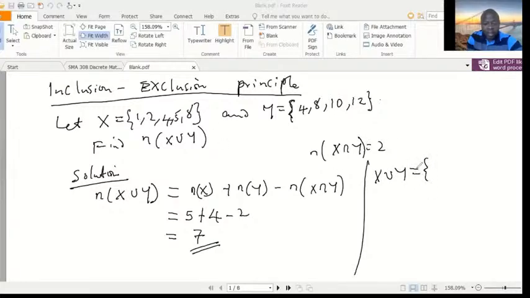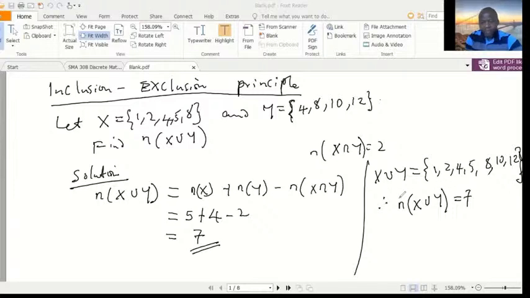So the union here has 1, 2, 4, 5, 8, and then you don't repeat the elements. Those are the elements in X, and then the elements in Y, we don't repeat 4 and 8 because they are already there. So we add 10 and 12. You can see that this union has 1, 2, 3, 4, 5, 6, 7 elements. Therefore, the number of elements in the union is 7. If you did not want to use the inclusion-exclusion principle, this is how you would have done it.